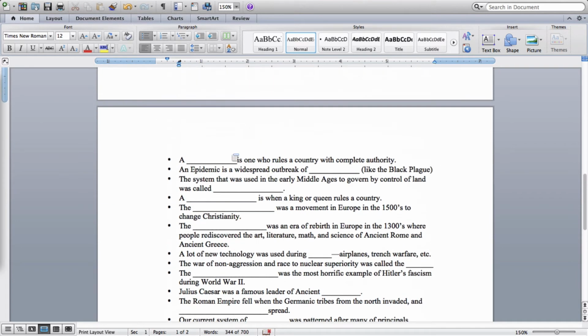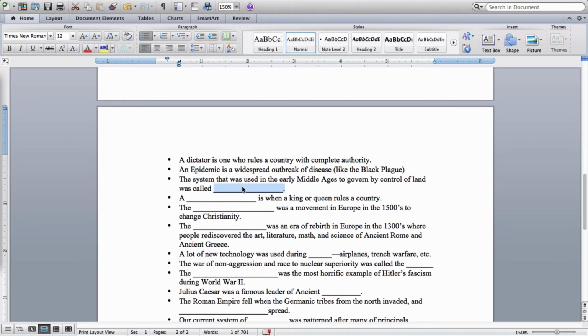A blank is one who rules a country with complete authority. That would be a dictator. A dictator is one who rules a country with complete authority. An epidemic is a widespread outbreak of disease, like the Black Plague.